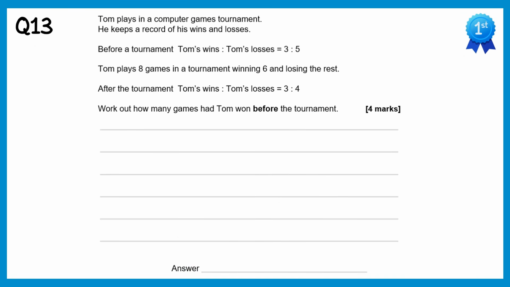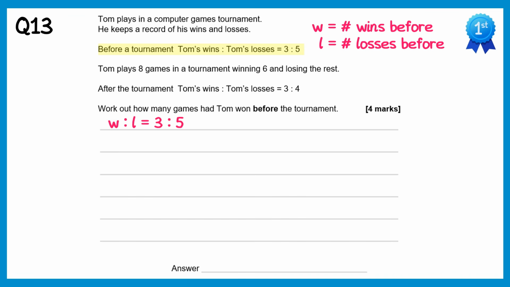In this question, we're told some information about Tom's wins and losses before he starts the tournament. Let's call W the number of wins that he has and L the number of losses that he has. So we can rewrite this ratio as W to L, so wins to losses, equals 3 to 5. Now we're also told some information about what happens during the tournament. He wins 6 games and loses the rest. Since there are 8 games, he must lose 2.